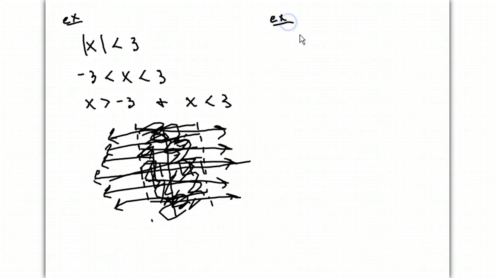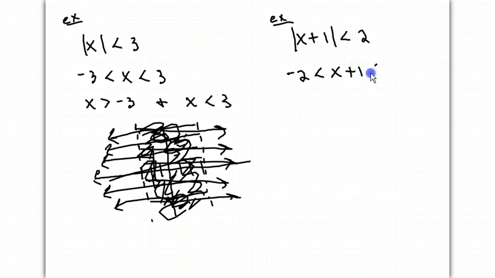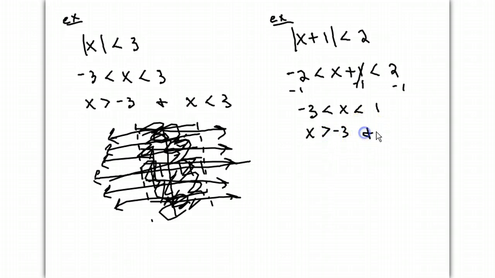Let's say we have absolute value of x plus 1 less than 2. Well, what that means is negative 2 less than x plus 1 less than positive 2. So to solve this inequality, you have to subtract 1 from all three sides. So what you end up having is negative 3 less than x less than 1. So that reads that x is greater than negative 3 and x is less than 1.